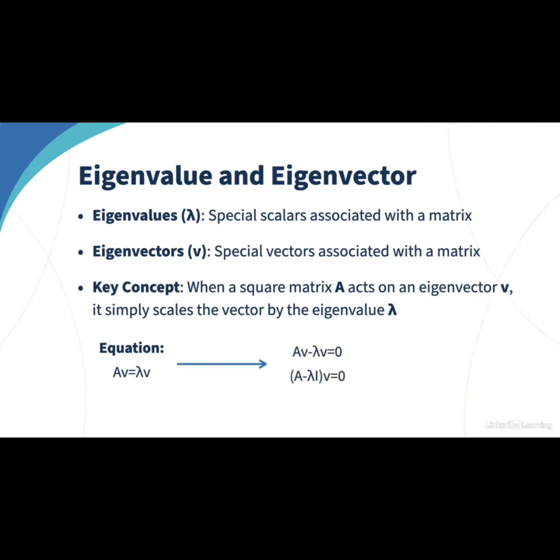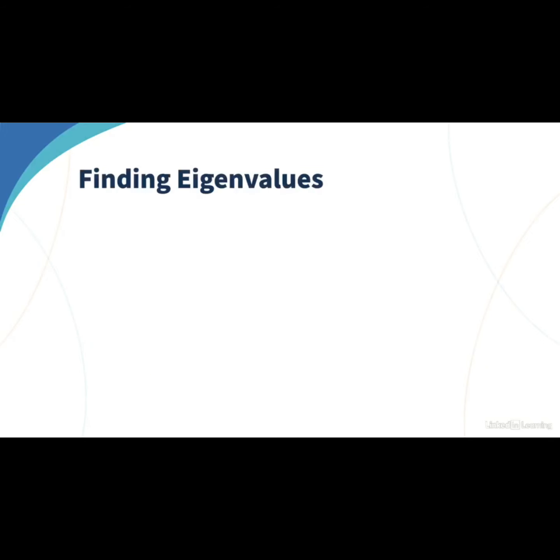Now, this equation can be rewritten as A multiplied by V minus lambda V equals 0. And we can factorize V, where (A minus lambda I) V is equal to 0, where I is the identity matrix. Now let's see how we can find the eigenvalues. First, we need to calculate the determinant of A minus lambda I equals 0.